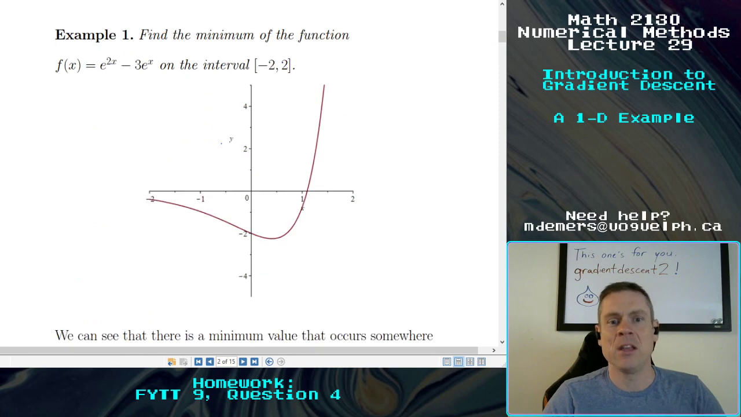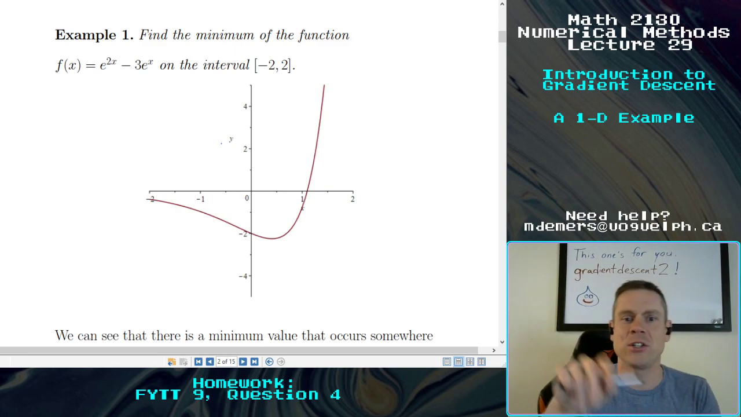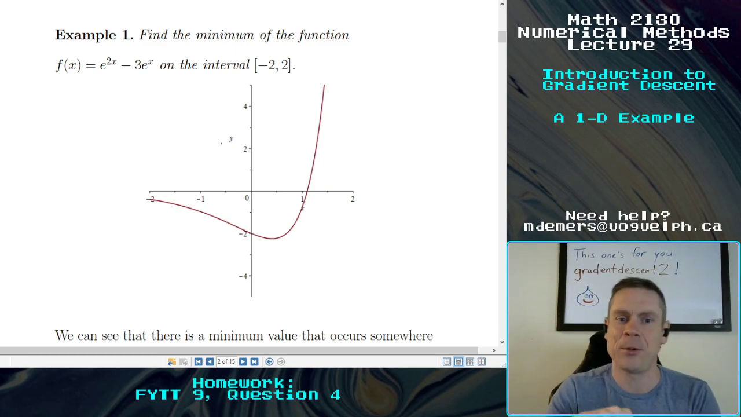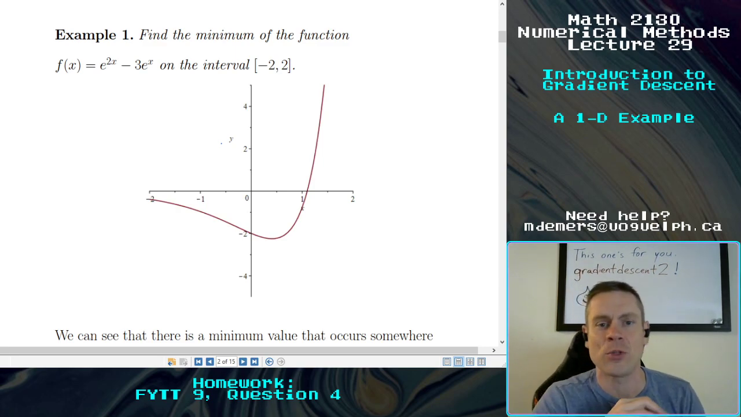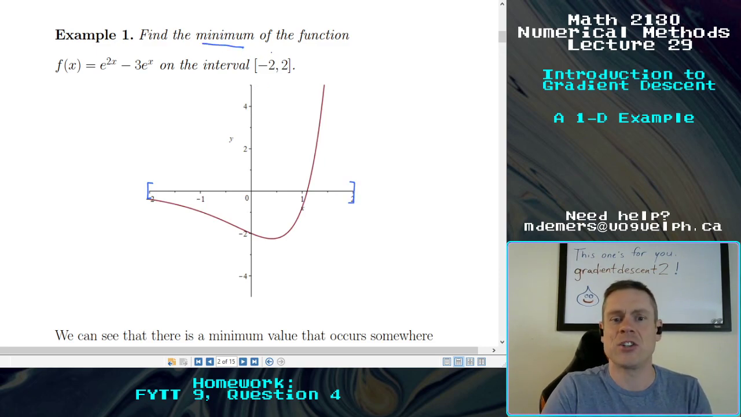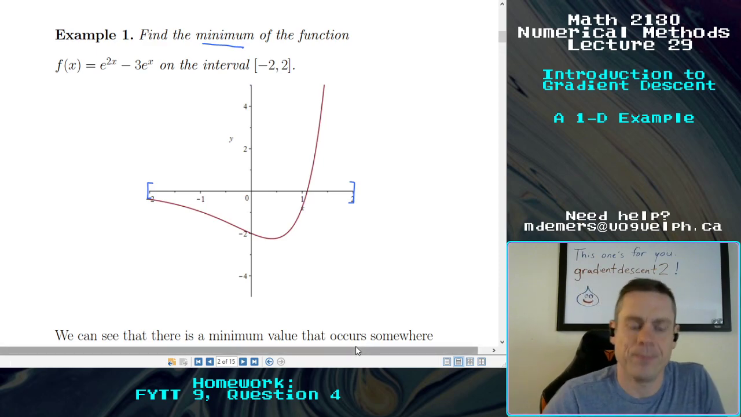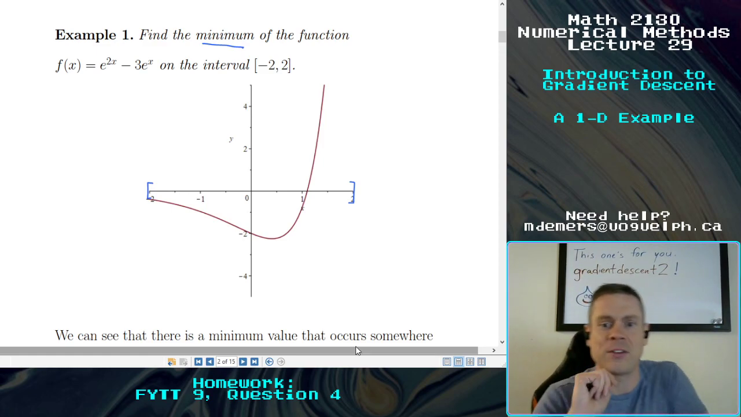So imagine that we had to jump back to a first year, one dimensional, one variable example here. We have a function of just x. So we have the function e^(2x) minus 3e^x. And we have the interval minus 2 to 2. So we're trying to find the minimum of this function on that interval. Okay. I want you to notice this is a function that doesn't skip around. It's differentiable. It's continuous. There's no problems at all with how smooth it is on this interval.